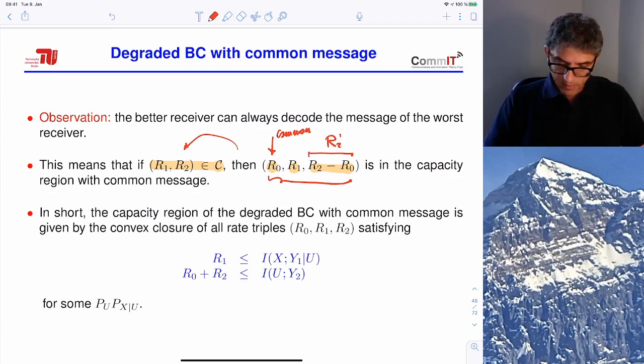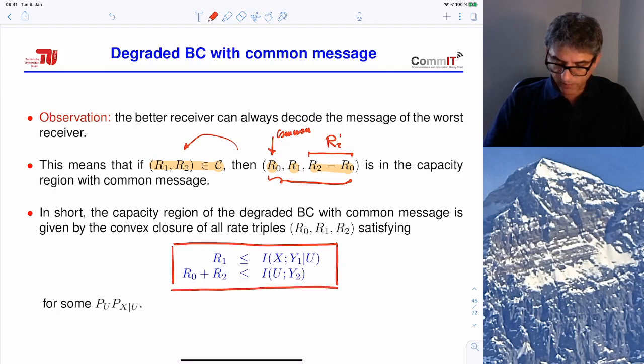So the result is that the capacity region of the degraded broadcast channel with common message is given by the convex hull of the closure of the union of a region of this type. This is a three-dimensional region because we have common rate, but it's defined by these two inequalities. And then you take, as usual, the union of all possible choices of P of U, P of X given U, take the convex hull, and this is the capacity region.